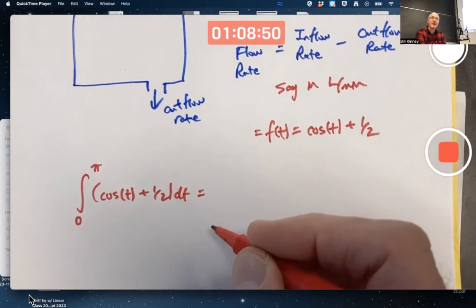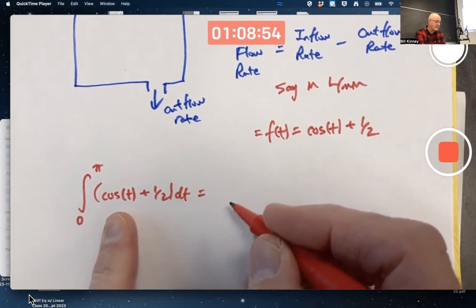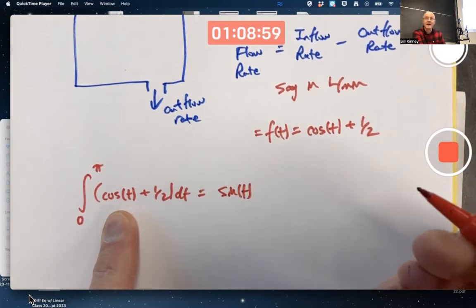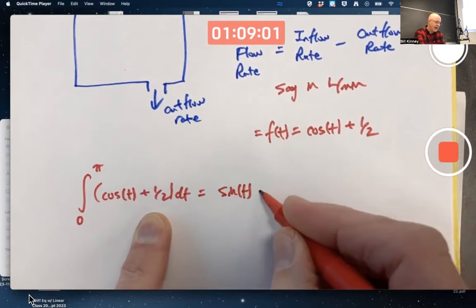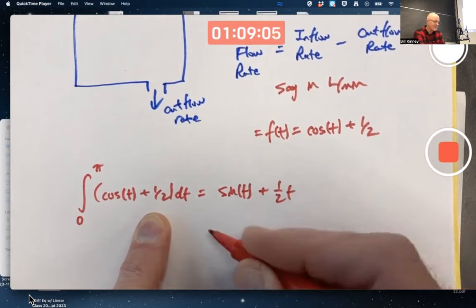Use the fundamental theorem of calculus. We can do it here. What's an antiderivative of this? Antiderivative of cosine is sine. Why? Because the derivative of sine is cosine. Antiderivative of 1/2 is 1/2 t. Why? Well, differentiate 1/2 t, you always get a half.